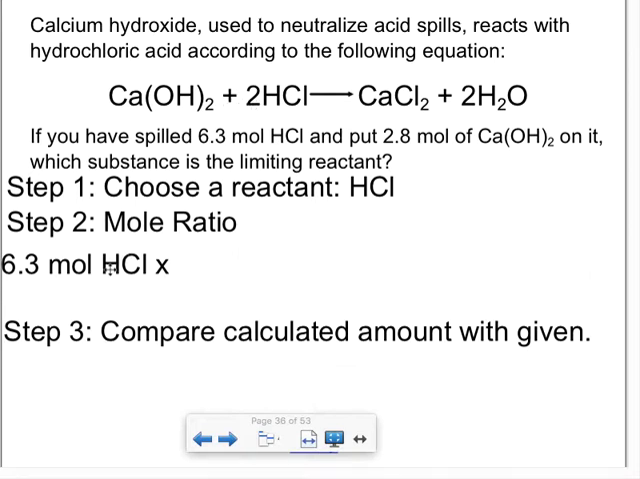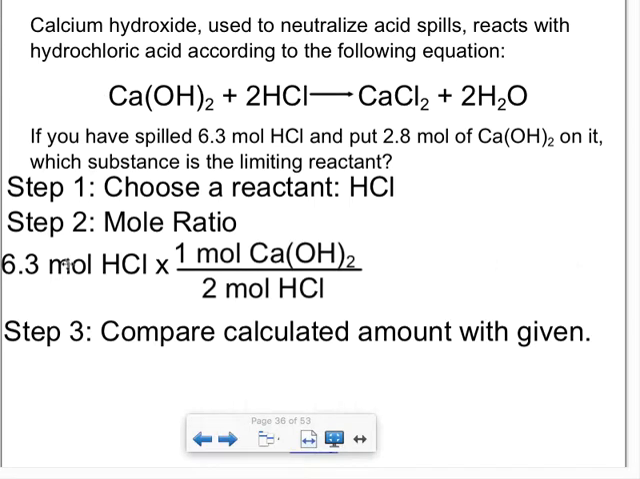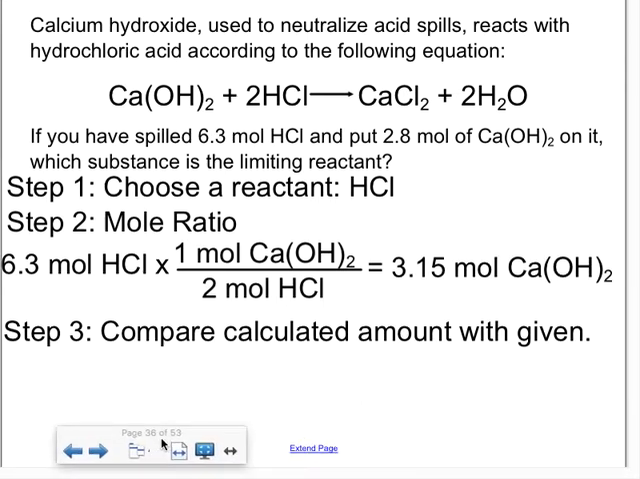So I'm in hydrochloric acid. That means hydrochloric acid is going to be on the bottom, and that coefficient is going to be 2, because this 2 represents 2 moles of hydrochloric acid. And I'm going to calcium hydroxide. There's nothing here, so that means 1. So 6.3 moles times 1 mole of calcium hydroxide divided by 2 moles of hydrochloric acid. HCl will cancel out, and I am given 3.15 moles of calcium hydroxide.